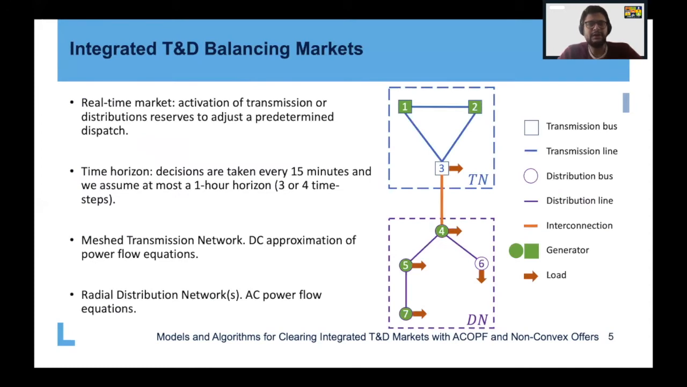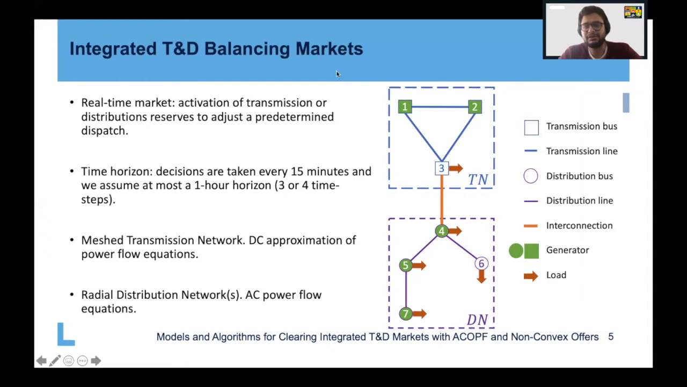So these are the assumptions we make in this work. We'll consider real-time markets, which is activating transmission or distribution reserves to adjust a predetermined dispatch coming from a day-ahead market, for example. We'll consider 15-minute steps for a 1-hour time horizon. So we'll have 3 or 4 time steps.